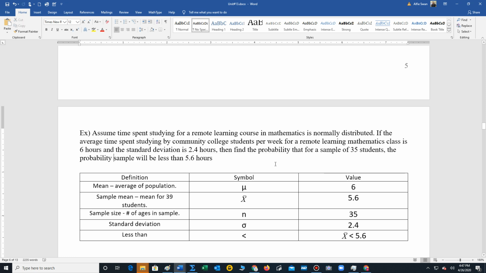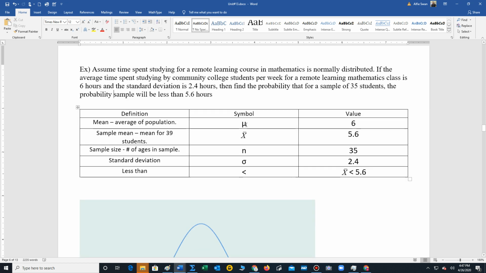So using the chart I mentioned, mu is, once again, the mean of the population. That's 6 hours, right? So that was given. Sample mean, x bar, that's 5.6 hours. That's the sample mean for the 35 students. N is your sample size, that's 35. The standard deviation is sigma, 2.4, that was given. And once again, we're looking for less than. So x bar is less than 5.6.